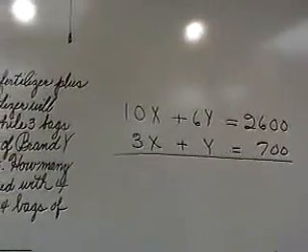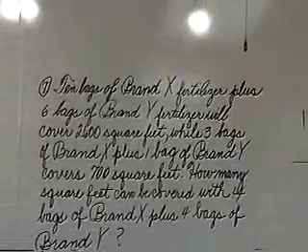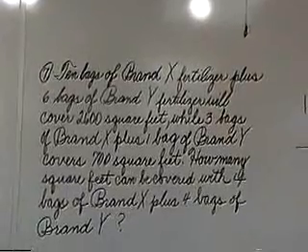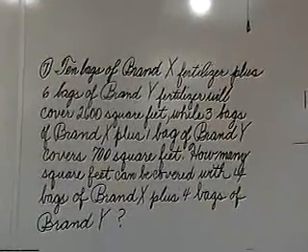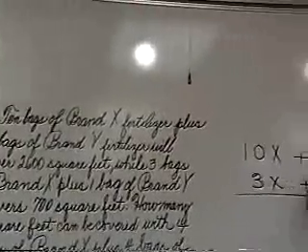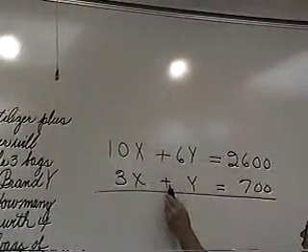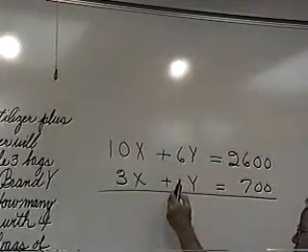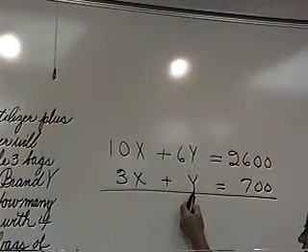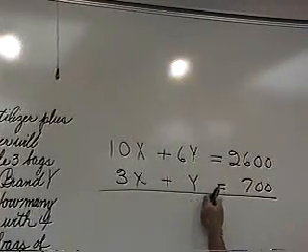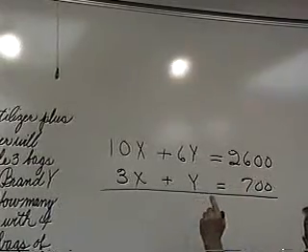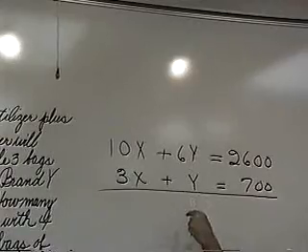It says, how many square feet can be covered with 4 bags of brand X and 4 bags of brand Y? Well, that's the question, so we're not going to write that as one of our equations. What that's asking is, if I can find what works for X and Y here, then I'll just multiply 4 times the number of bags of brand X and 4 times the Y, and it'll tell me the answer to the problem. So what I must do is solve these. So I have 2 equations, 2 unknowns.